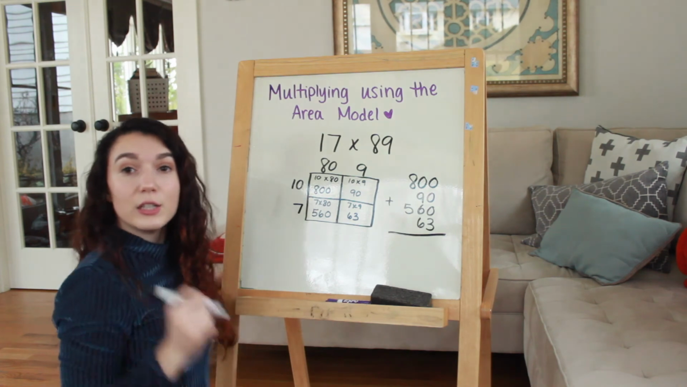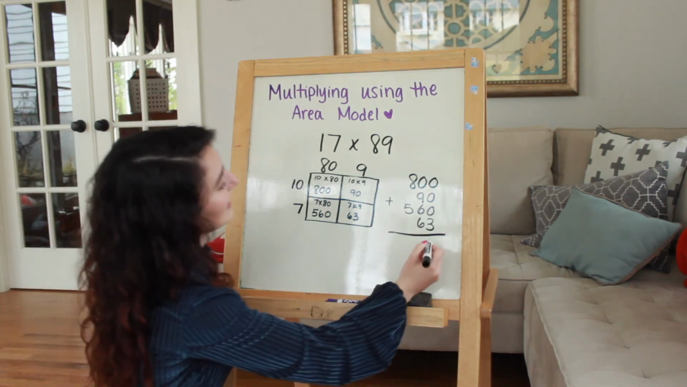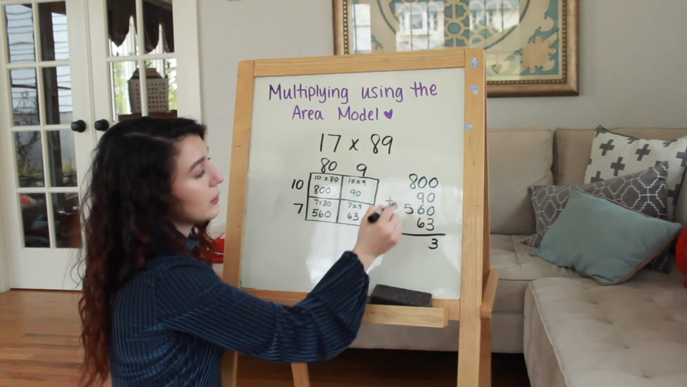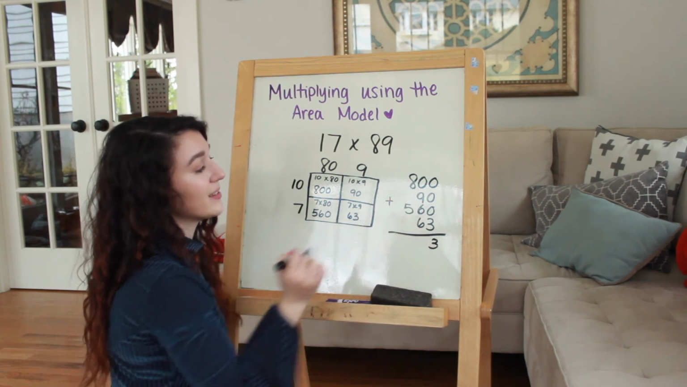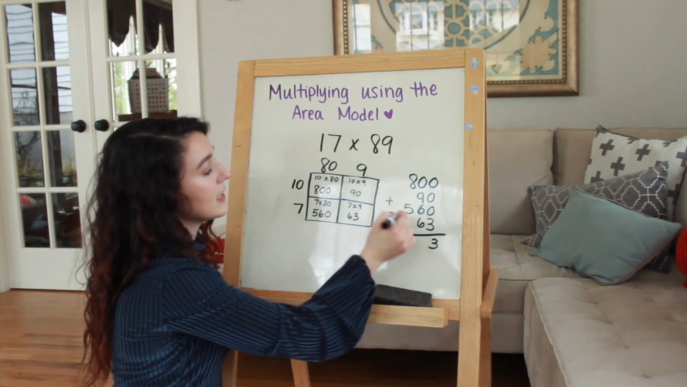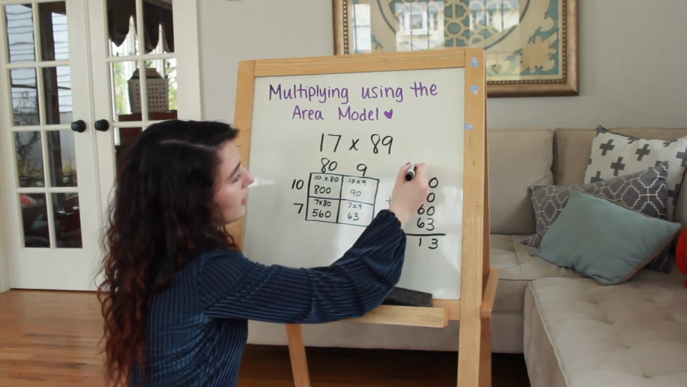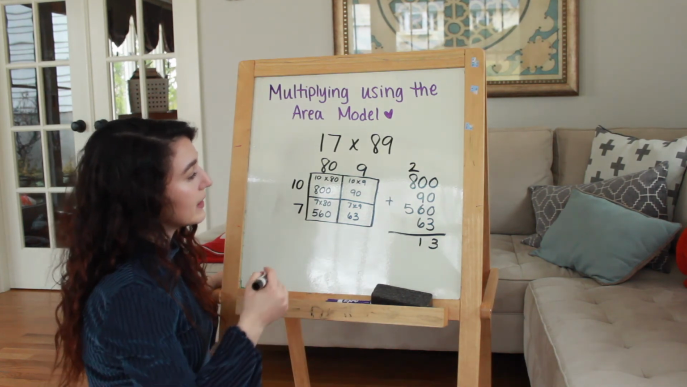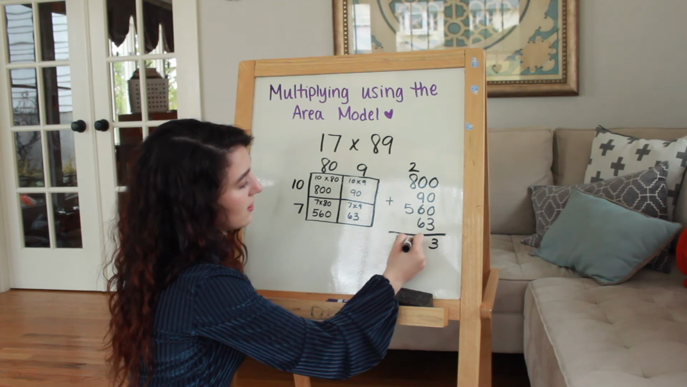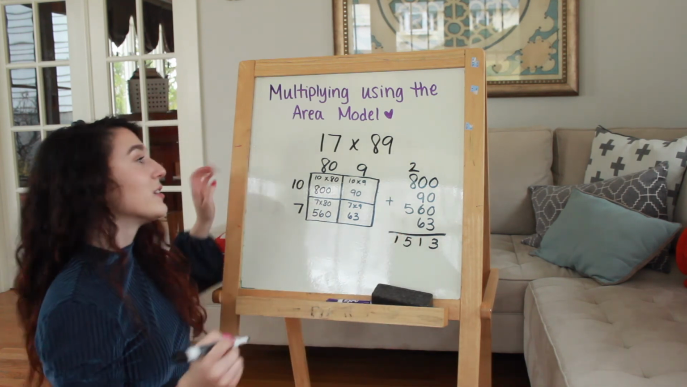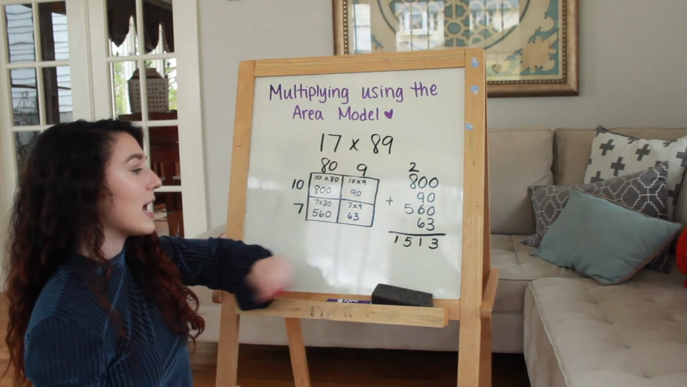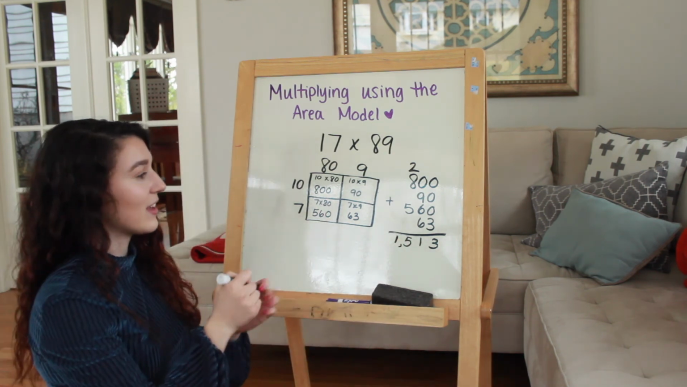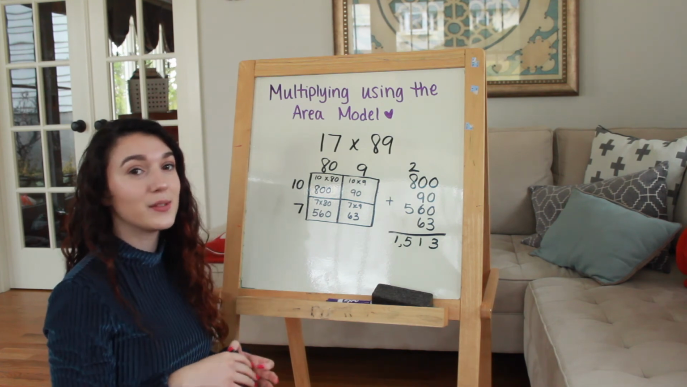All right, 0 plus 0 plus 0 plus 3 is 3. 0 plus 9 is 9. 9 plus 6 is 15. 15 plus 6 is 21. Carry my 2. 2 plus 8 is 10. 10 plus 5 is 15. Okay, so I know that 17 times 89 is 1,513. So now I'm going to give you some practice problems to try at home.